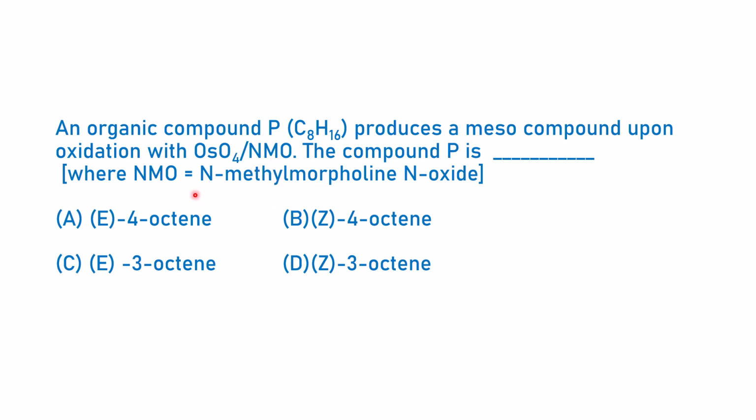And then in this question, they have asked what the organic compound P is. So they have given 4 options and they are asking us to tell which among these 4 options will give a meso compound as a product on oxidation with osmium tetroxide. So first we will see the basics of this particular reaction, then we will discuss this question.